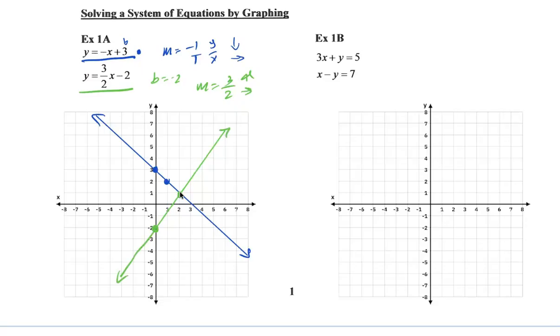And where they cross is my solution. And you do need both points, so 2, 1. Answer here is 2, 1. So it's like that. Now, sometimes it's not all nice in slope-intercept form like this one here.